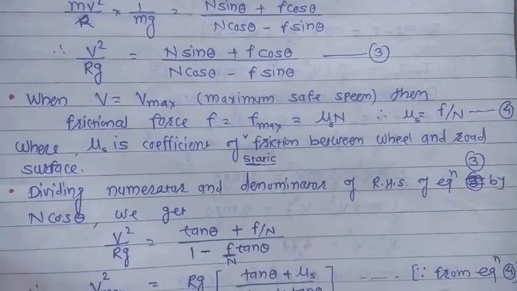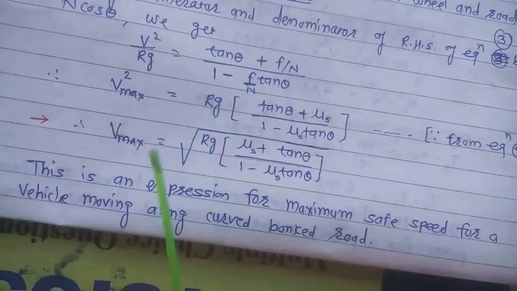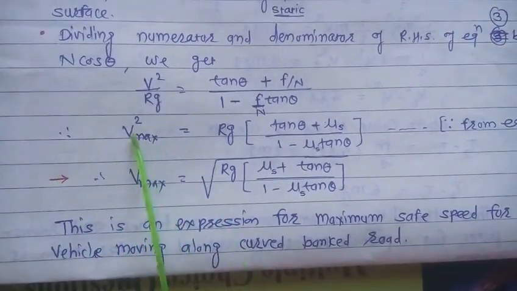Now taking rg on the right hand side, we get v square equal to rg, bracket as it is. Taking square root on both sides, we get Vmax equal to square root of rg in bracket mu s plus tan theta divided by 1 minus mu s tan theta. So this is the expression for maximum safe speed for a vehicle moving along the curved bank road.